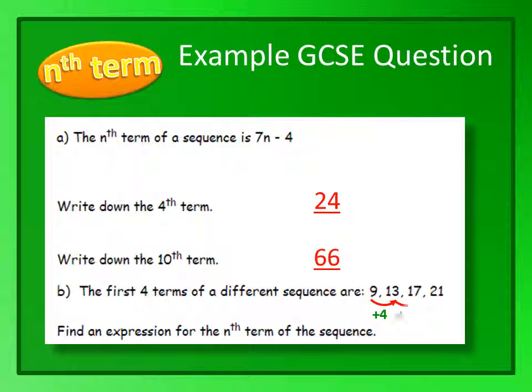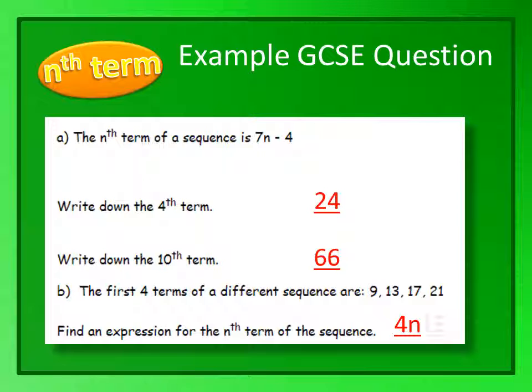So it's going up in 4, going up in 4, going up in 4. That must mean it's related to the 4 times table then, right? That means that my rule is going to start with a 4n. But that's not quite right, because my 4 times table always starts at 4. This sequence starts at 9, which means my 4 times table has been shifted up by 5.